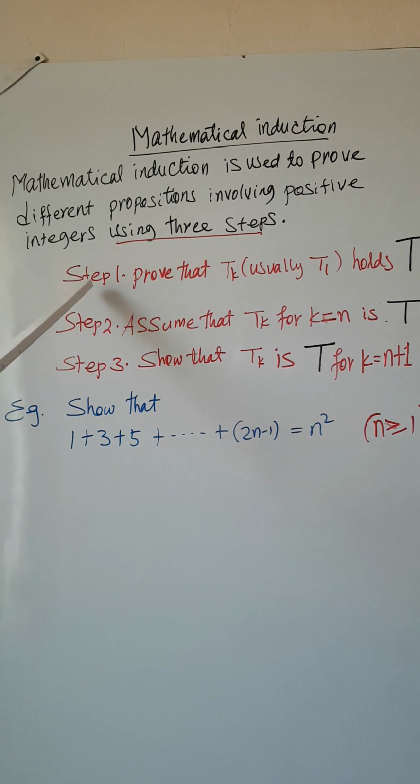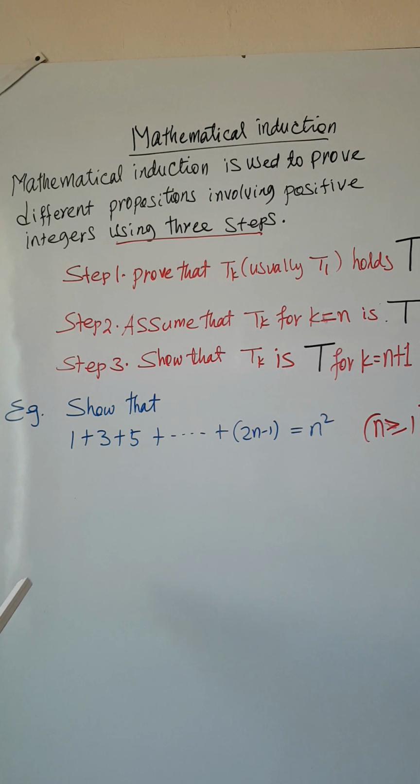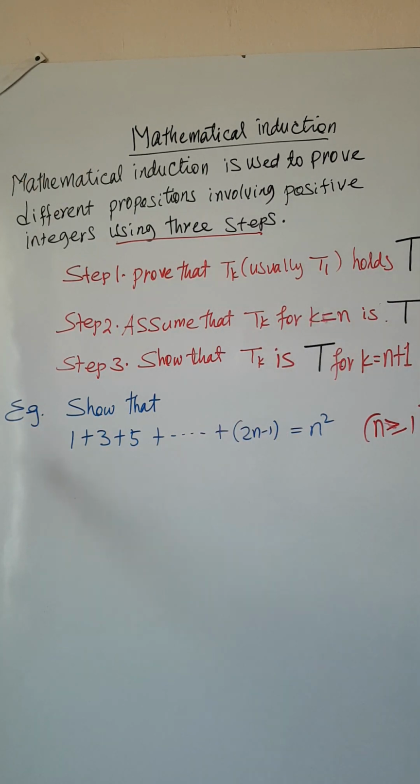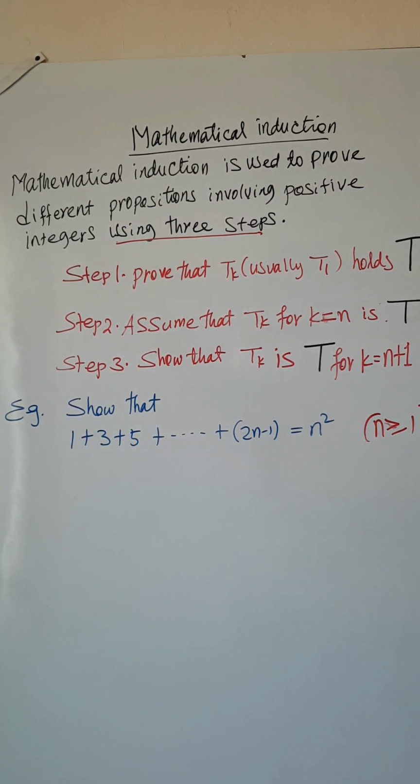The steps, just to remind: prove that t1 holds true. Second step, this is assumption, assume that tk for k is equal to n is true. And the third step is show that tk is true for k is equal to n plus 1. If you are able to prove the first and the third step, you can generalize that the induction holds true for all n in the domain.